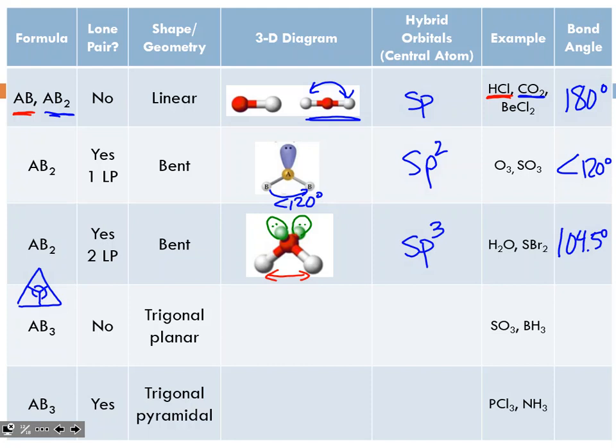So far, so good. Let's look at, we have our AB3s. Both have 3 things attached. One has lone pairs, the other one does not. Let's look at the one that does not first. The trigonal planar. It's a flat triangle, basically. Just spacing out around that central atom. So it's pretty obvious what those angles are going to be.